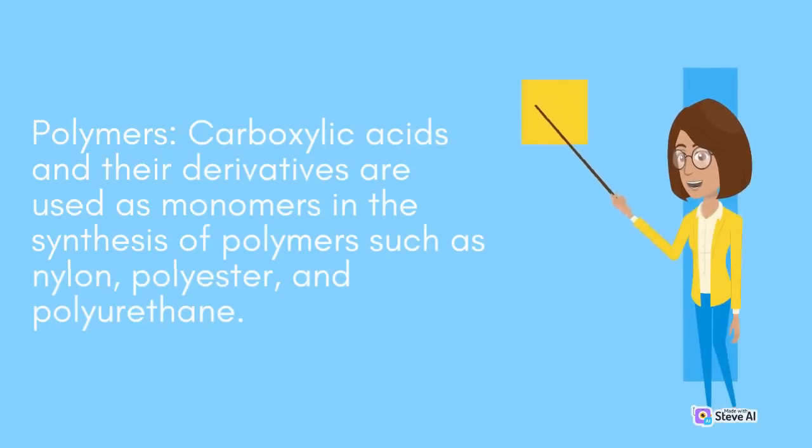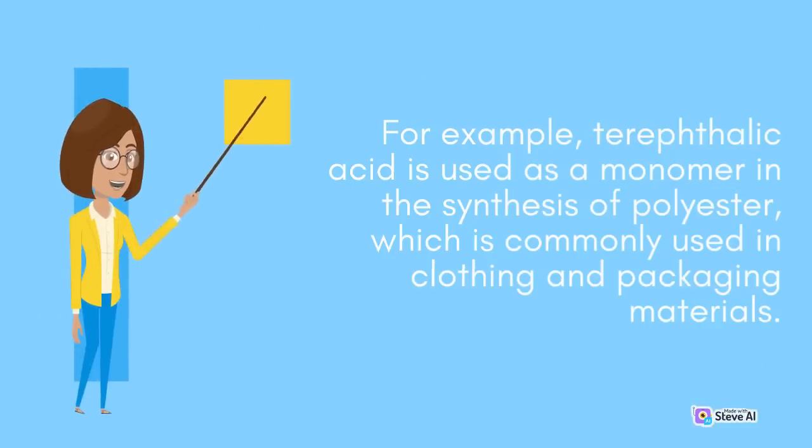Polymers: carboxylic acids and their derivatives are used as monomers in the synthesis of polymers such as nylon, polyester, and polyurethane. For example, terephthalic acid is used as a monomer in the synthesis of polyester, which is commonly used in clothing and packaging materials.